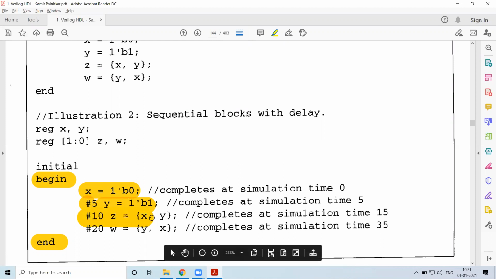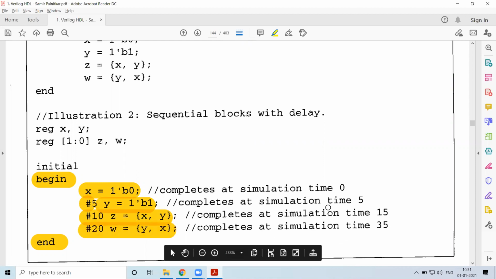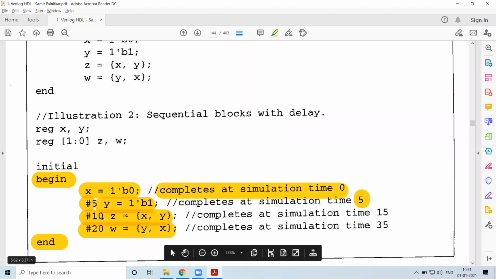Now, the next one has a delay of 10. The x statement has no delay. So now, 0 plus 5, after 5 time units, plus 10, so 15 time units, this will be executed. Plus 20, so it is around 35. This completes the simulation at time 0 time units. Then because of this one, 0 plus 5, 5 time units will be consumed for this execution, that is y is equal to 1. And because this is consuming 5, this statement is dependent on the execution of this one because it is sequential.